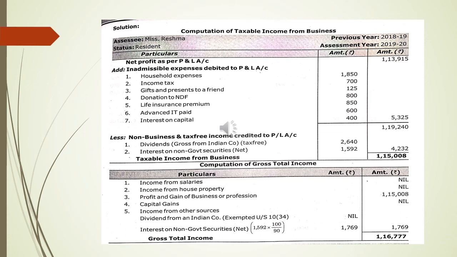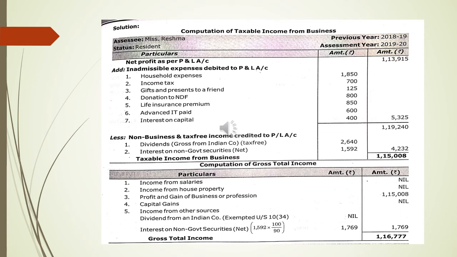Donation to National Defense Fund is out of personal interest, so it is inadmissible. Repairs is admissible expenditure. Life insurance premium is inadmissible. So all inadmissible expenses we have to add back to the net profit. Advance income tax paid: income tax itself is inadmissible, so advance payment of income tax again becomes inadmissible.